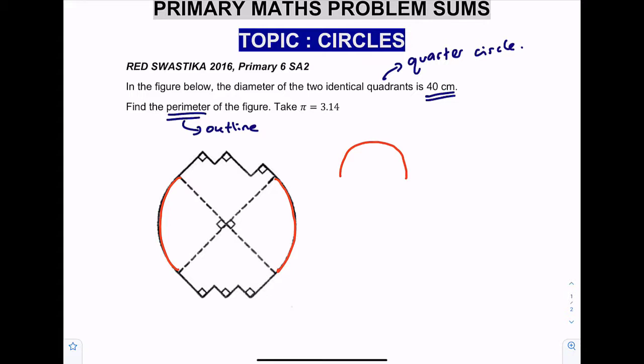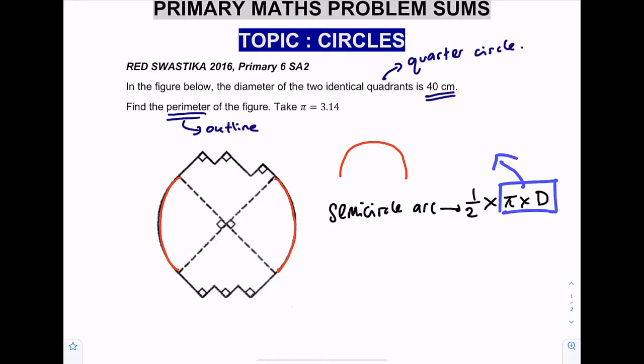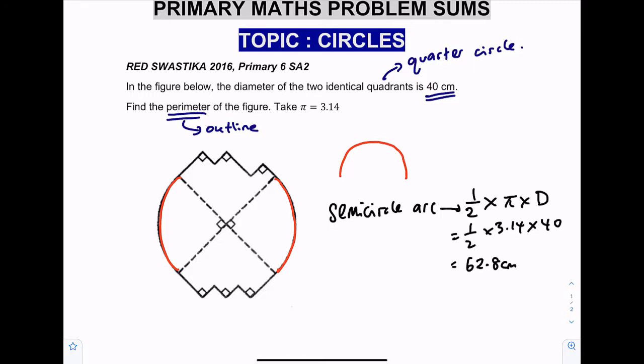Alright, a semicircular arc. So the value of this semicircular arc will just be half of the circumference of a full circle. Alright, take note, this is the circumference of a full circle, but I don't need the whole thing. I only need half of it. Half of it, of means times in mathematics. So half times 3.14 times the diameter, which is 40, gives 62.8 cm. Alright, that is a semicircle arc.